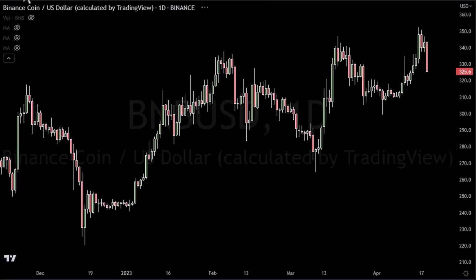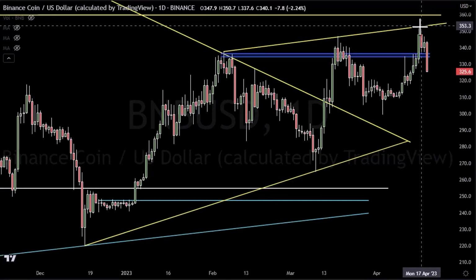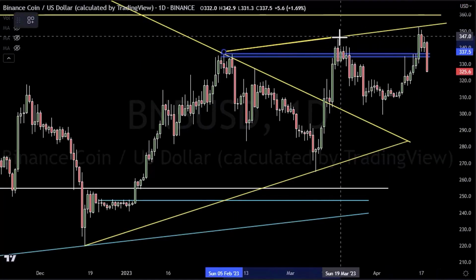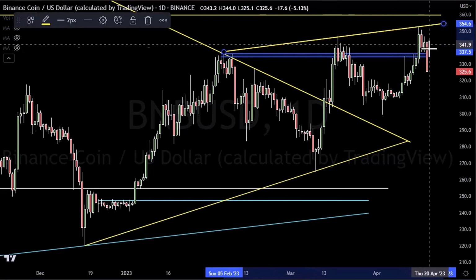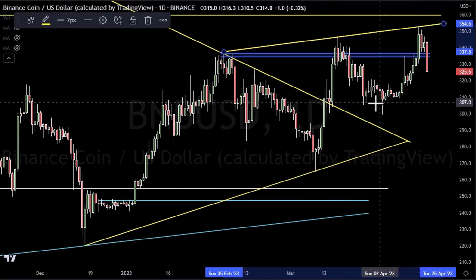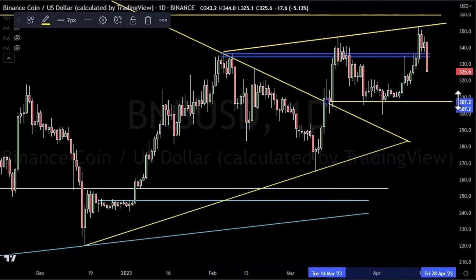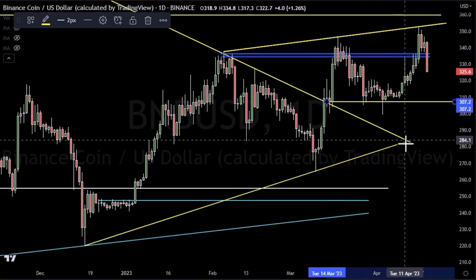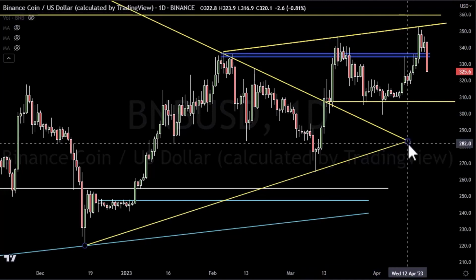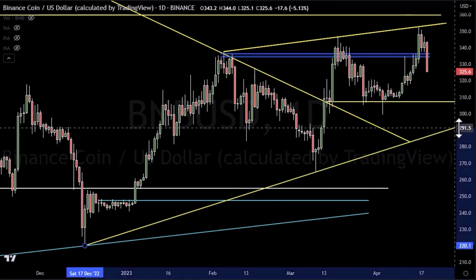All right, BNB real quick. BNB did touch this upper line. Look at that. Pivot high to pivot high to pivot high, and there's the fall. Look at that beautiful drop on BNB. Now, where's your support on BNB? Very simply put, you have 307. That's your first support. And then these two trend lines down here, let me put that back in.